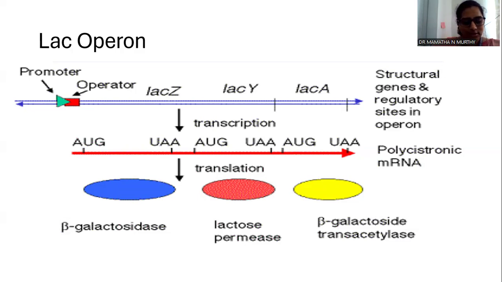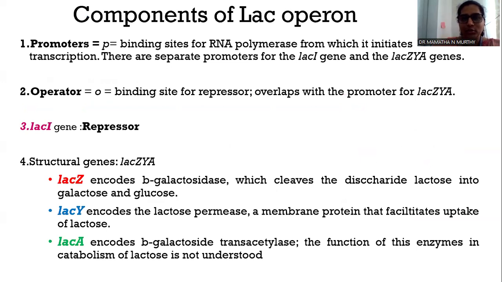The lac operon is an operon model where the genes code for different enzymes which are involved in lactose metabolism. The main components of the lac operon include the promoter region, the operator region, and three structural genes called lacZ, lacY and lacA. The promoter region is the sequence where the RNA polymerase can bind and initiate the transcription process.